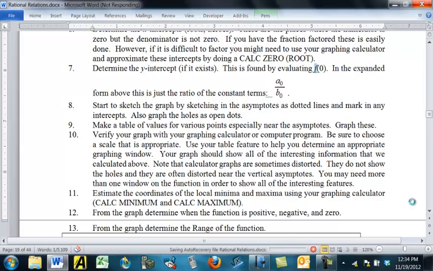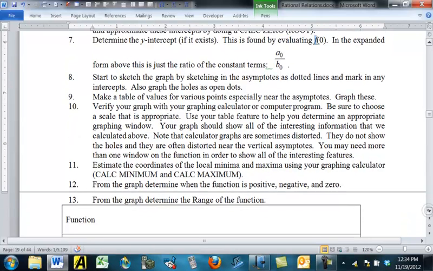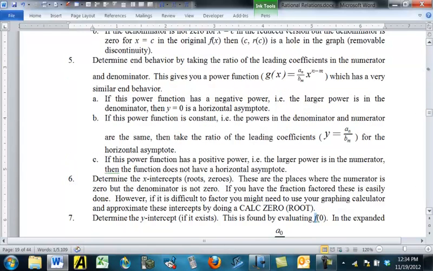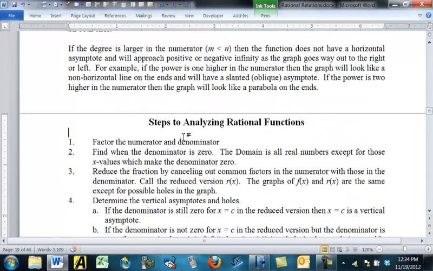Now sometimes it takes more than one graph to actually show all of that information, so sometimes you may need to give multiple graphs, but try to show that. Then you can estimate coordinates of the local maxima and minima by doing calc maximum and calc minimum, and then determine where the function is positive, negative, 0, or the range. You can determine all that at that point.